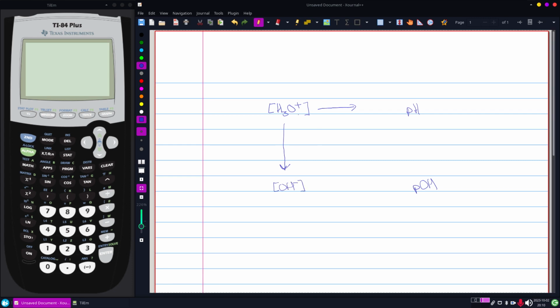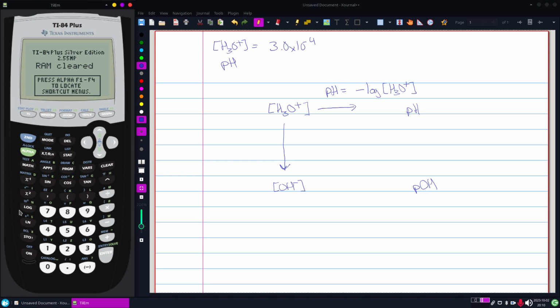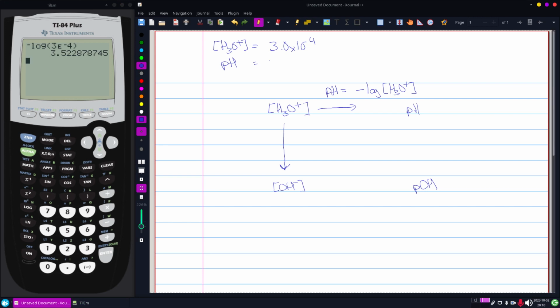One of them is the pH, and the other one is the OH concentration. Now, on this top arrow, to convert from H3O to pH, we have this equation. The pH is equal to the negative of the log of the hydronium concentration. So if I had given you a hydronium concentration of, let's make up something, 3.0 times 10 to the negative fourth, then I'd get my pH by taking the negative log of 3 times 10 to the negative fourth, giving me a pH of 3.52.